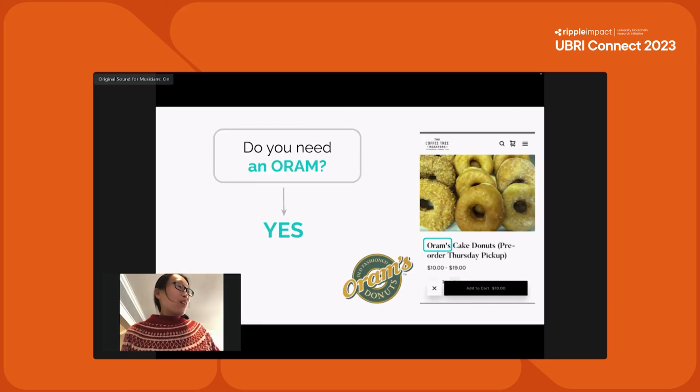Okay, so do you need an ORAM? If you come to Pittsburgh, you'll discover that in our coffee shops, they sell these ORAM donuts. So yes, you need an ORAM because they're delicious. If you come to Pittsburgh, I'll buy you an ORAM. Thank you.